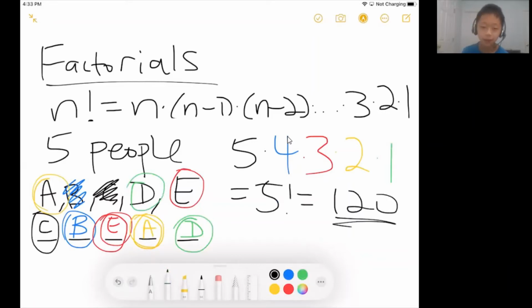And this is why factorials are important, because they appear very often in many different combinatorics problems. And this is probably one of the most standard and common problems that you'll see in combinatorics.